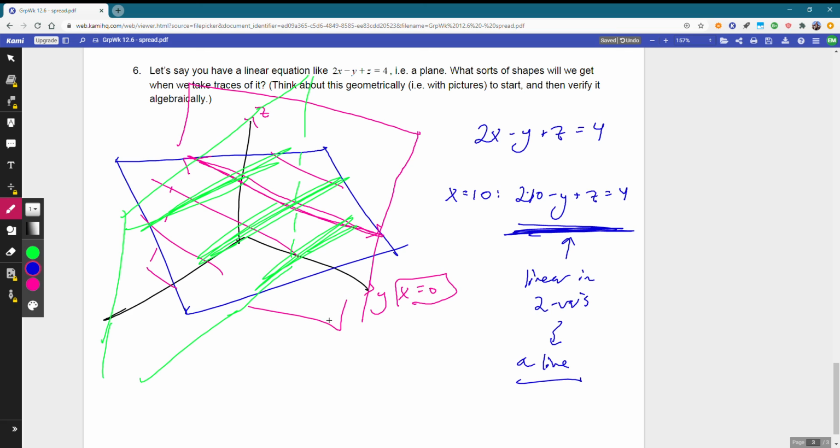And in fact, this is really the general argument. If we have a linear equation in 3 variables and we plug in a value for one of our variables, then suddenly our linear equation in 3 variables becomes a linear equation in 2 variables. So we'll get a line as our trace.